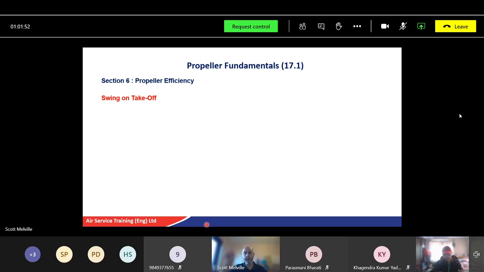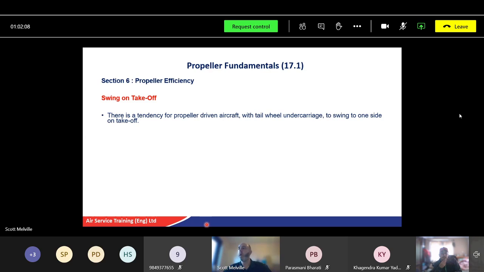Now, as the aircraft's propeller spins, it's pushing air backwards. That air doesn't just come straight backwards over the aircraft. The air is corkscrewing, just like the propeller. So there's a tendency for propeller-driven aircraft with a tail wheel undercarriage to swing to one side. One point is it's trying to rotate the aircraft, but the actual airflow coming backwards over the aircraft will try and blow past the fin, which will try and move the aircraft to one side.